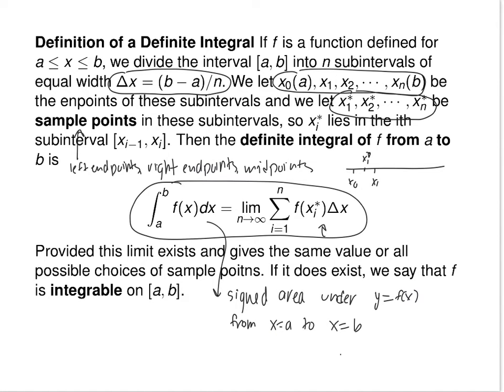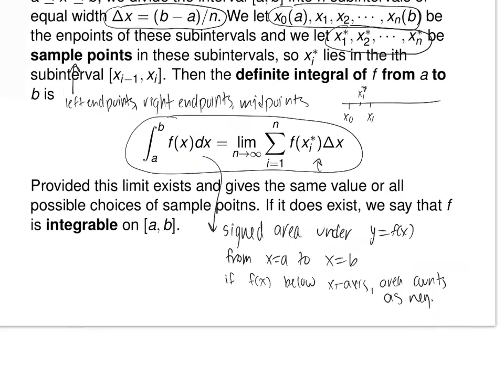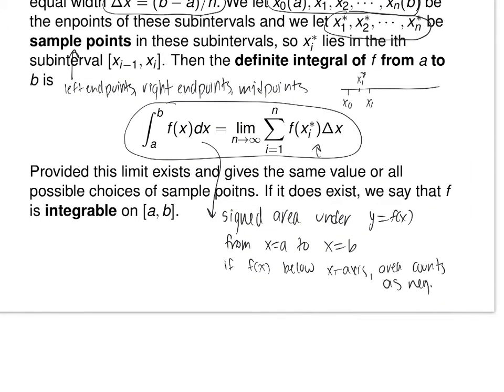And what the signed part means is that if f of x is below the x-axis, that area counts as a negative area. That's what the whole signed part means. So that's all that's talking about. Don't be freaked out by the xi star, it just means sample points. And that's a way of saying it.